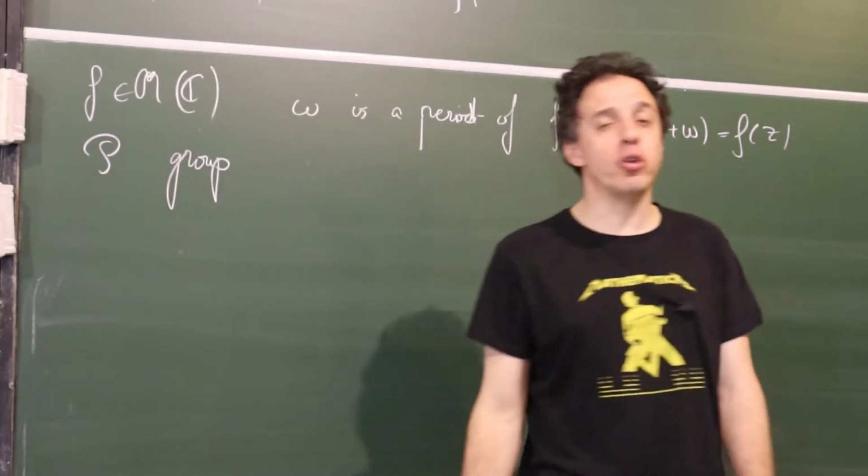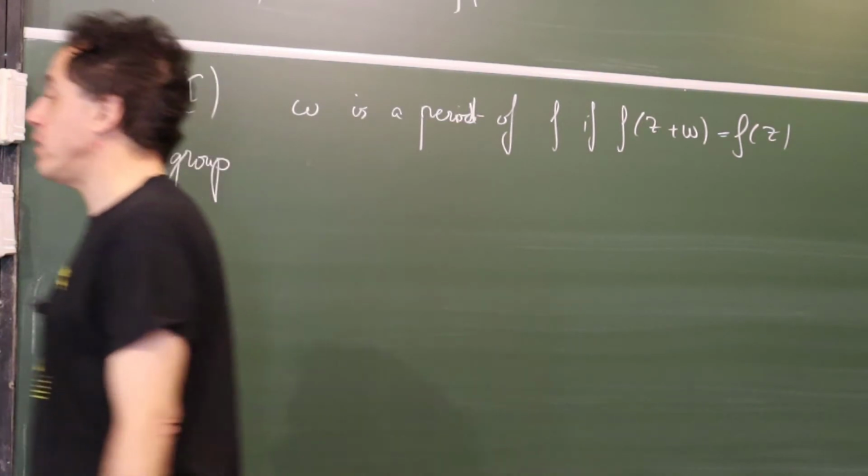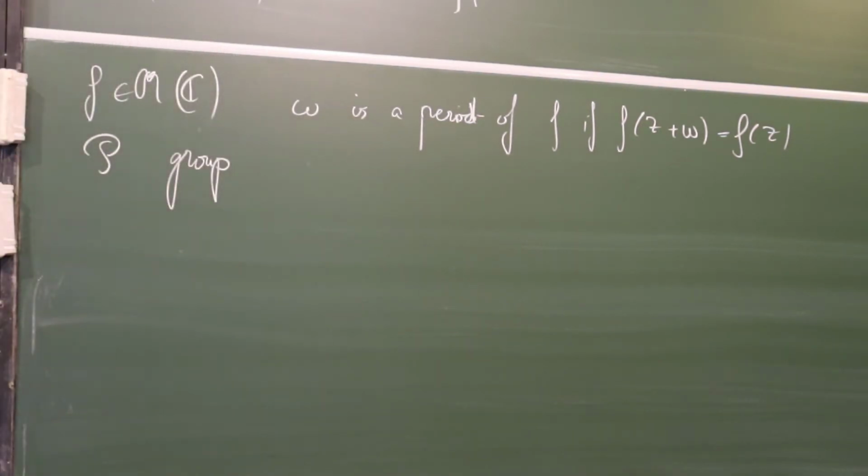In fact, it's a Z module, because, of course, the sum of two periods is again a period. Or if you multiply a period by an integer number, you obtain again a period. So it's a Z module, an abelian subgroup of C. Can it have accumulation points?